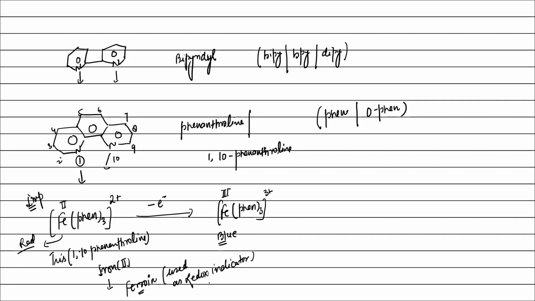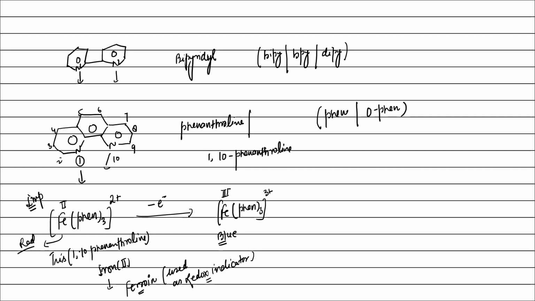Redox indicator means what? There are many reactions in which one is the oxidizing agent and another is the reducing agent, right? When the reducing agent is completely oxidized by the oxidizing agent, or the oxidizing agent is completely reduced by the reducing agent, there is a change in color of the ferroin indicator, suggesting that we have gotten the endpoint. Okay, is it clear?